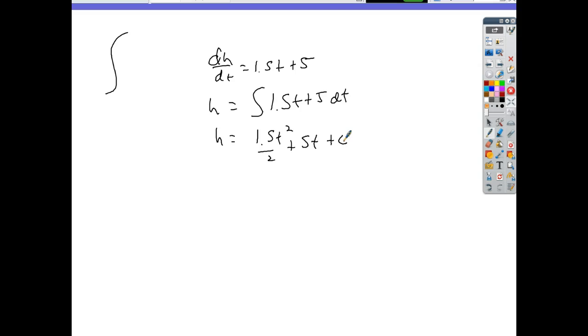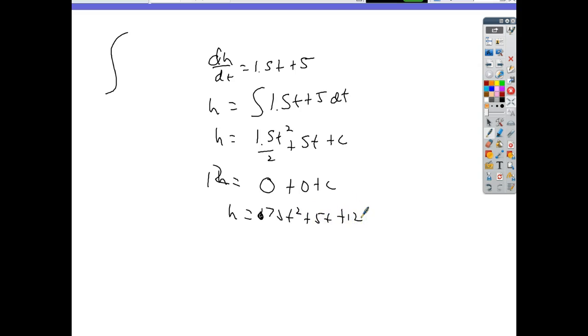Now, the next thing we look for is, do we have the initial conditions or any conditions? If I have conditions, I can figure out what C has to be, right? So what they're telling us, at time equals 0, my height is what? 12. So if I plug in a 0, this is the official way to do it. H equals, if I plug in a 0, that becomes 0, that becomes 0, C, so the H should be 12 when the time is 0. So what must C be? 12. And so H equals 0.75t squared plus 5t plus 12.